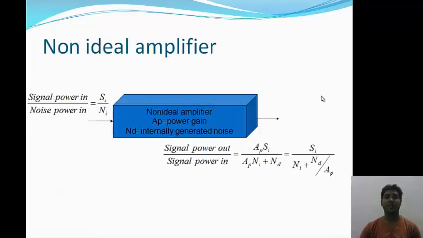In the non-ideal amplifier shown in the figure, the signal to noise ratio is affected by the noise. Ap is the power gain, and Nd is the internally generated noise in the amplifier. Some voltage may occur due to some noise signal. So the formula shows that Ap Si by (Ap Ni plus Nd) is the signal to noise power ratio.